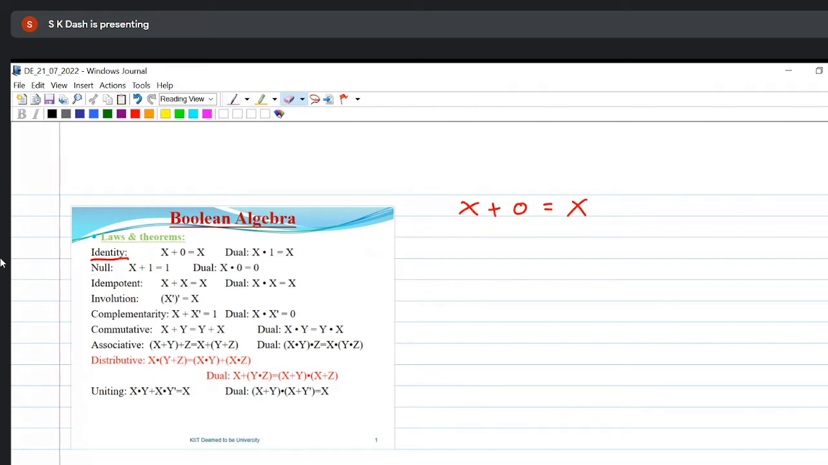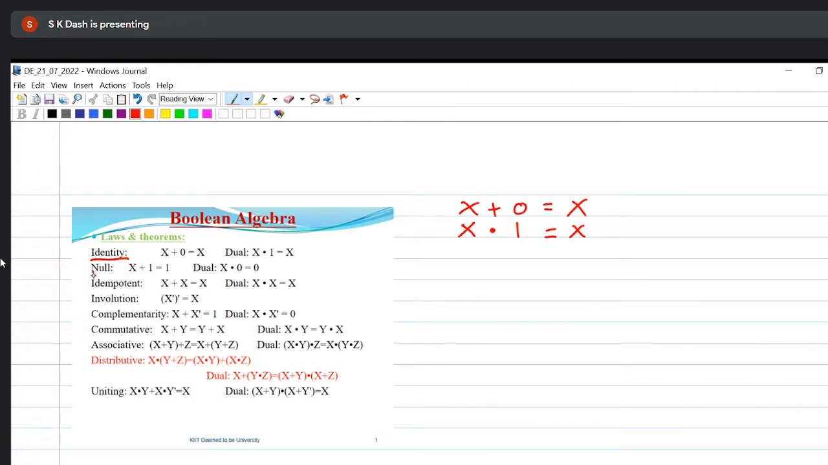Whenever we come across this, we do not have to solve it. We can directly write that x plus 0 is equal to x. This is the identity law. So its dual is also correct. To write the dual, plus needs to be replaced with dot and 0 with 1. So x dot 1 will be equal to x.